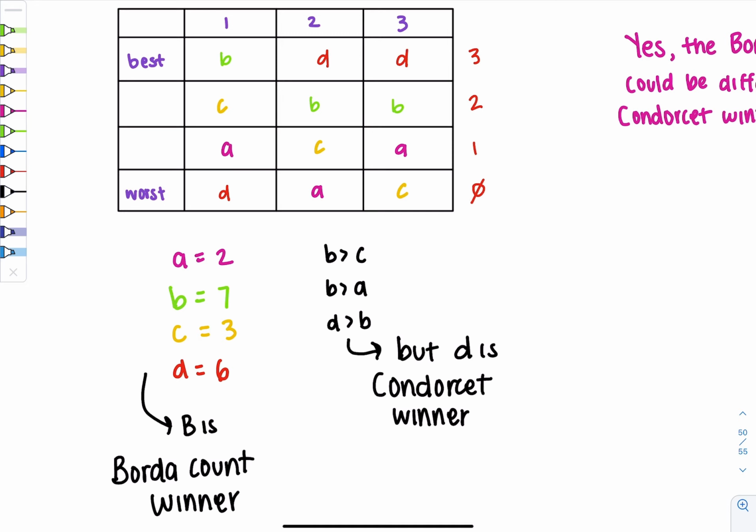A receives 1 point here, 1 point here, no points here, 2 points. C receives 2 points here, 1 point here, no points here, 3 points. D receives no points here, 3 points here, 3 points here, 6 points. So overall, B has the most Borda count points.